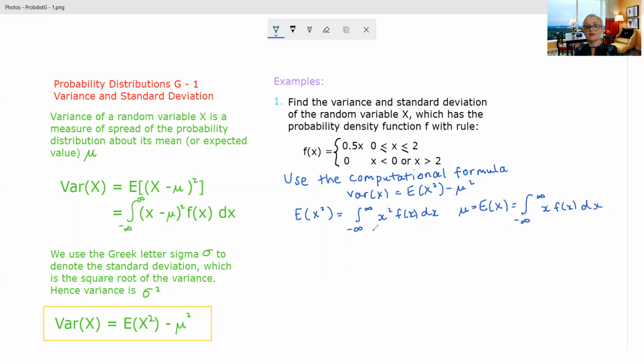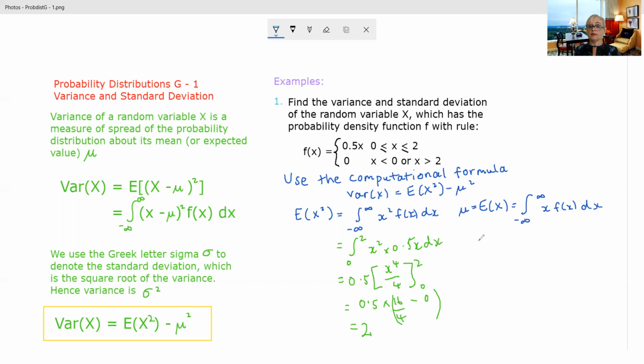In this particular case, this is going to work out to be the integral between 0 and 2 of x squared times our 0.5x, because everywhere else, the function's just 0. So what we're going to get here is 0.5 times, we're going to get x, that was x cubed, so x to the 4th on 4, from 2 down to 0, which is going to be 0.5 times 2 to the 4th is 16 on 4. And of course, that's just going to be 0. So we're going to get half of 4, which is 2.